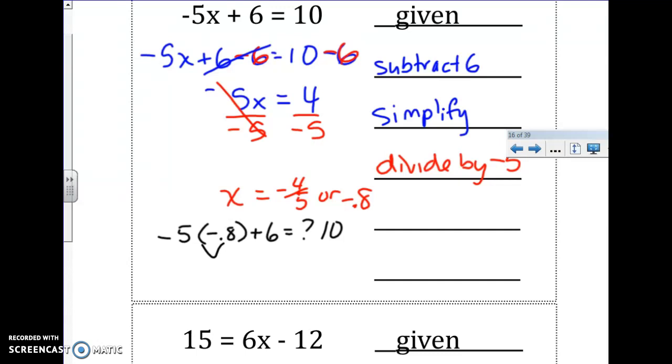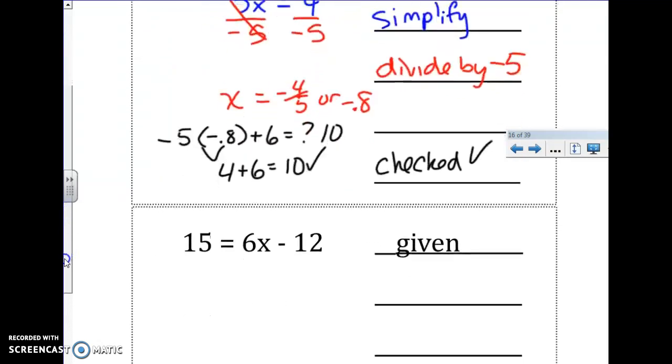All right, so I multiply this together, I get a positive 4. And positive 4 plus 6 does equal 10, so this was checked. Okay, so I did get the right answer. All right, moving right along.